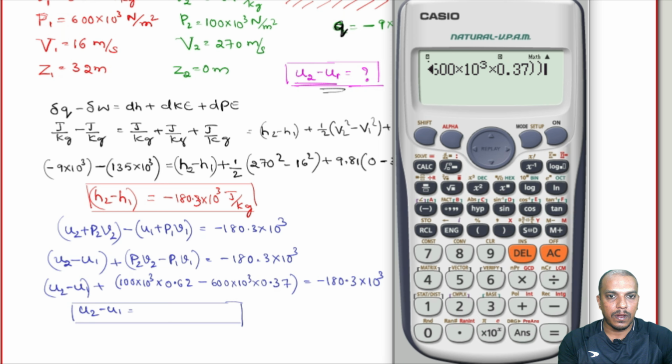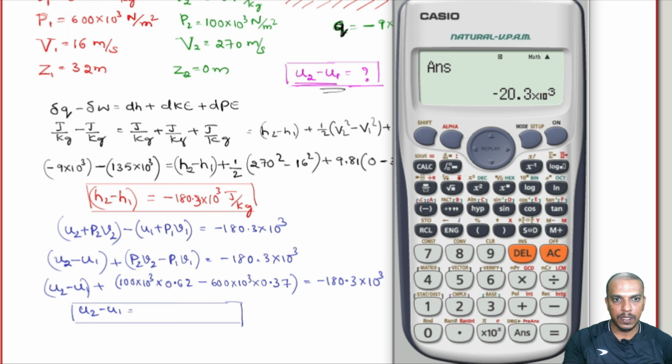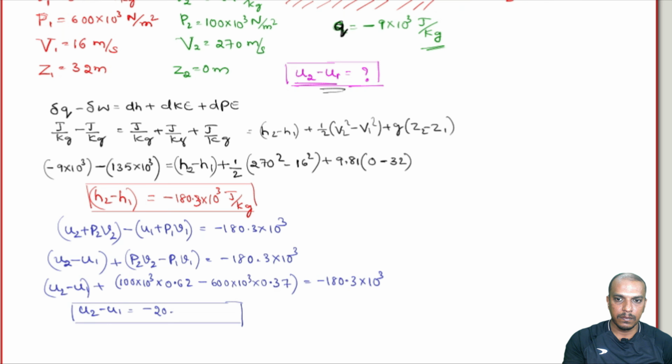This must be equal to, so alpha equals minus 180.3 into 10 power 3. So I have typed the equation as it is, and now I am going to solve it. Shift solve for x is equal to 0, equals. So we are getting minus 20.3 into 10 power 3. And this has to be in joule per kg because every other unit is in joule per kg.